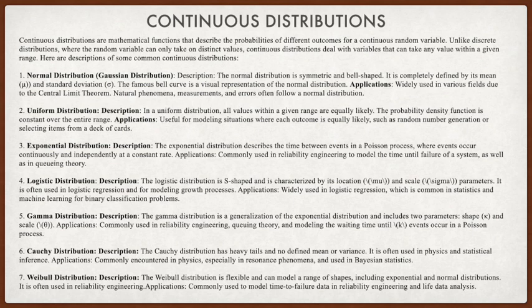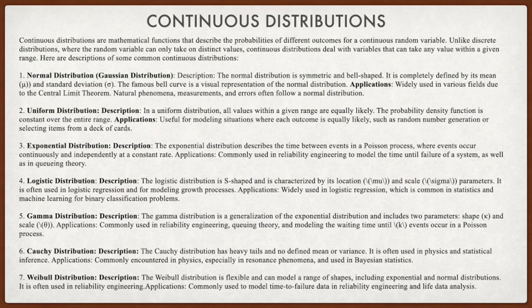For the moment, we can see the uniform distribution: all values within a given range are equally likely, and it is useful for modeling situations where each outcome is equally likely. That's what was mentioned. Exponential distribution. The exponential distribution describes the time between events in a Poisson process, where events occur continuously and independently at a constant rate. Applications: commonly used in reliability engineering to model the time until failure of a system.